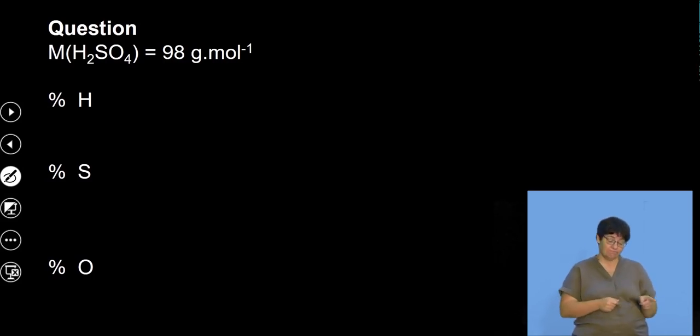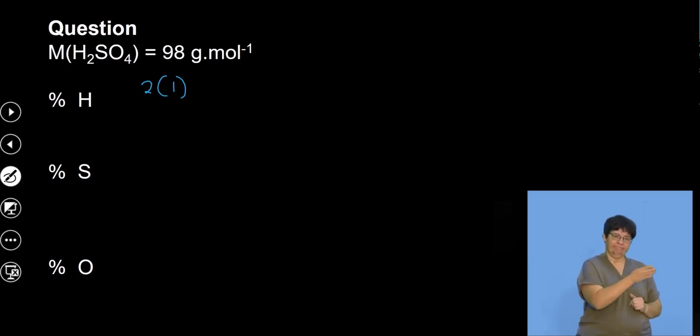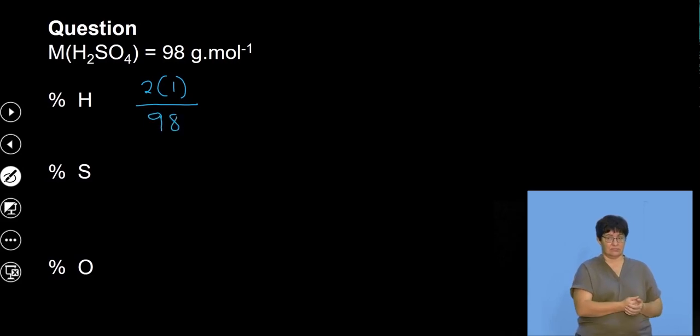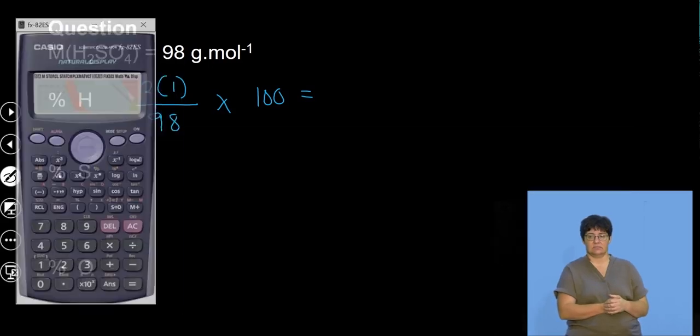So for hydrogen, we'll say 2 multiplied by 1. There are 2 of them, and the mass of each one is 1, divided by 98. The 98 here is the total, which is 98 grams per mole. If we multiply this by 100, it will give us the percentage of hydrogen present in sulfuric acid. So if we go to our calculator, what do we have here?